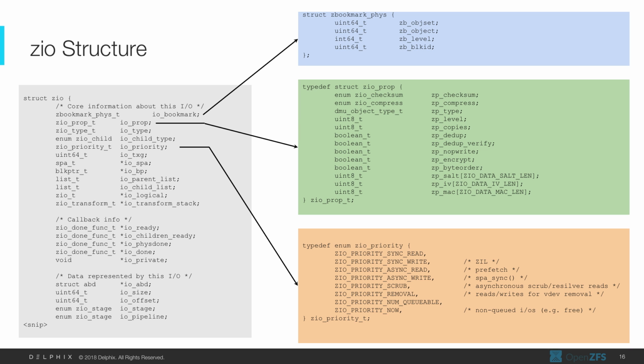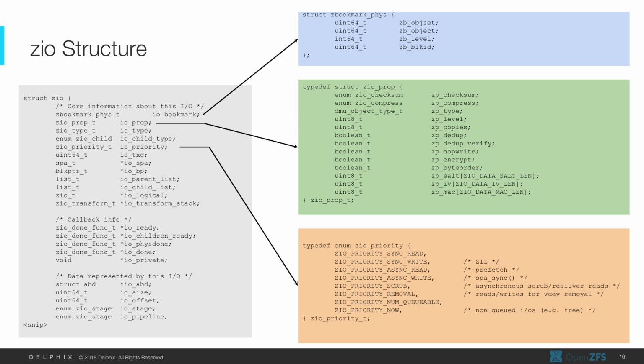So here's a small portion of the ZIO structure, and it's actually quite large. If you look at it in a source browser, you'll see there's a lot more than just this. But the things that I wanted to point out are some things that are interesting. For example, we have this concept of a bookmark. The bookmark is a small structure that tells us which file system we're going to, what file we're operating on, what level of indirection we're in, what block ID we're going to be modifying. So we have this context of exactly what we're trying to do I/O to embedded in the I/O, from a ZFS object model.